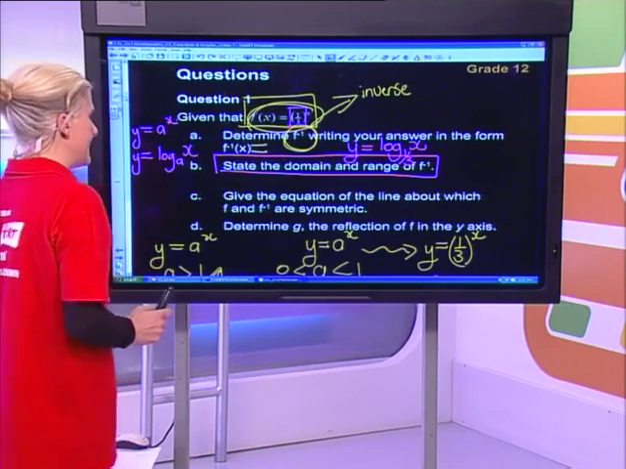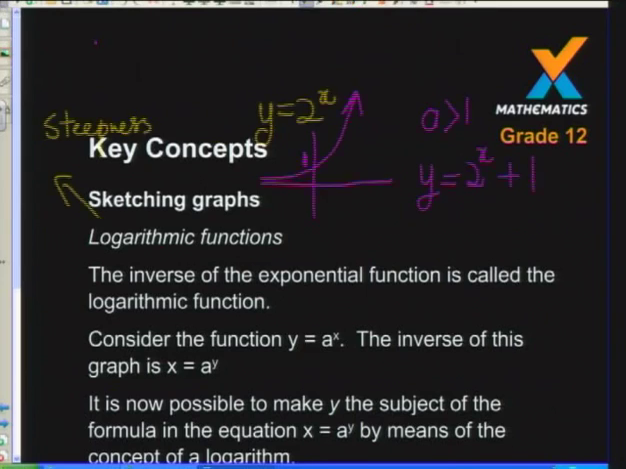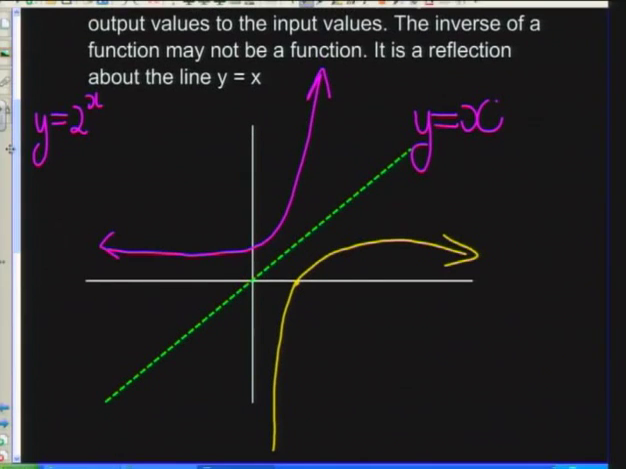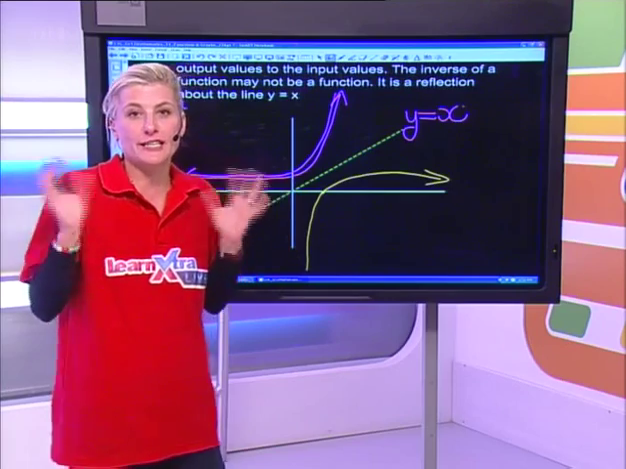Right, so question C says, give the equation of the line about which f and f minus 1, its inverse, are symmetric. Now, guys, we've spoken about this at length. Any inverse, and it needn't be a log and an exponential graph, are symmetrical in the line y = x. So if we have a look earlier on when I was still drawing nicer pictures, the exponential graph and log graph, the symmetry most definitely lies in the line y = x.